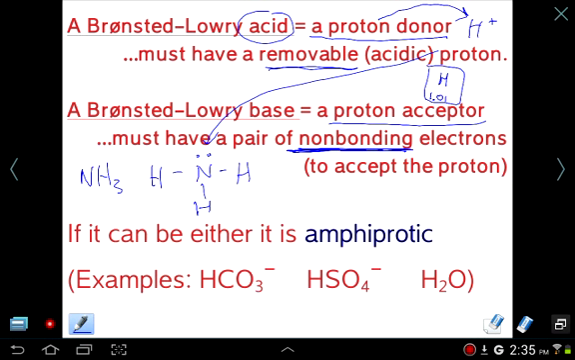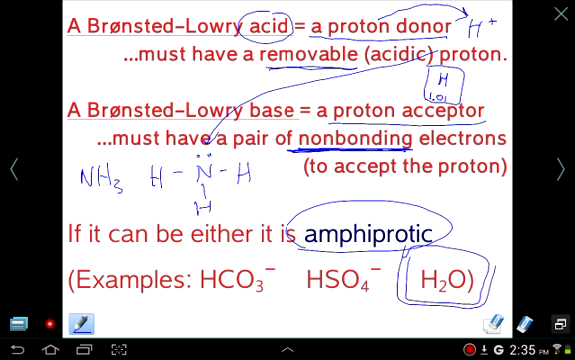And many substances can be what we call amphiprotic. They can be both acids and bases, and here is where you see water. Water can actually act as both an acid and a base. Other famous examples, which we'll discuss and see, are the bicarbonate ion and hydrogen sulfate.